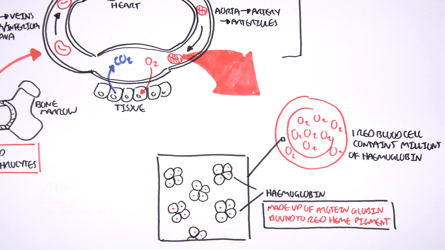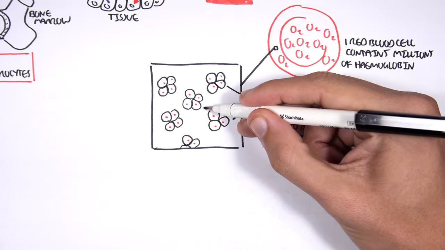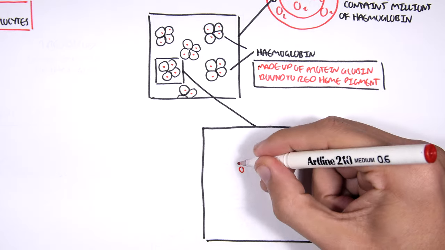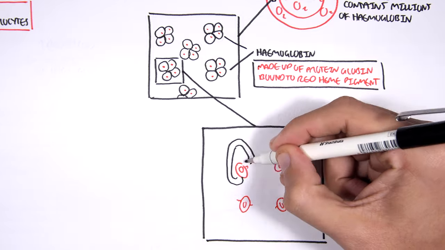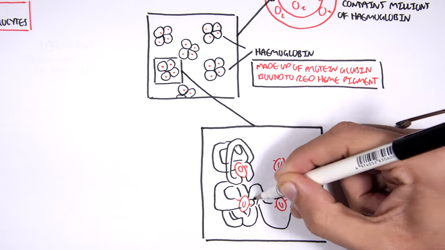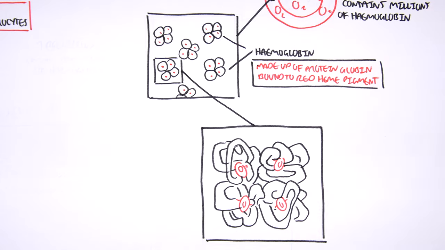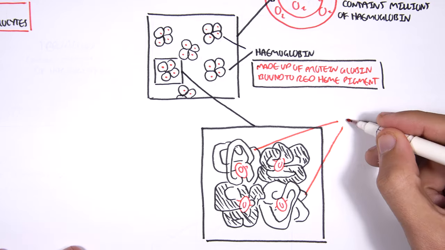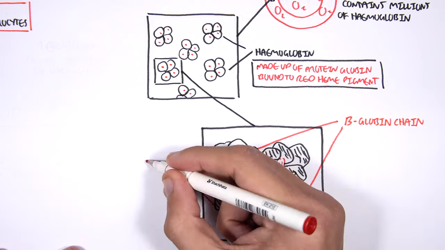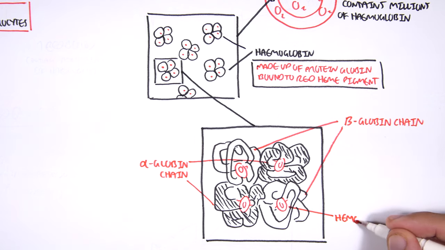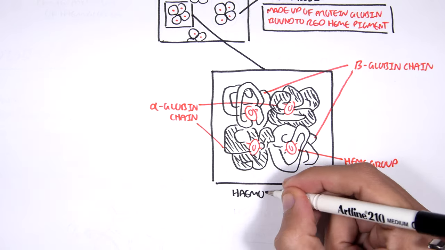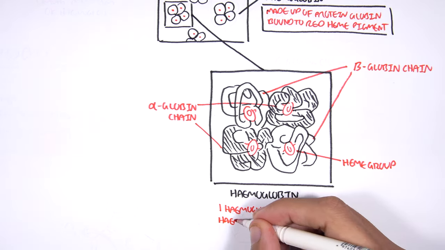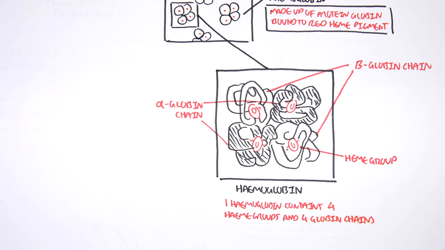So let's look at hemoglobin a bit further. Let's zoom into this hemoglobin. This is one hemoglobin. Here in red, I'm drawing the red heme group, and there are four. And here I'm drawing the four globin chains. The four globin chains are made up of two beta chains and two alpha chains. And these four red things, as I mentioned, are the heme groups. So this makes up one hemoglobin. And again, hemoglobin is made up of four heme groups and four globin chains.